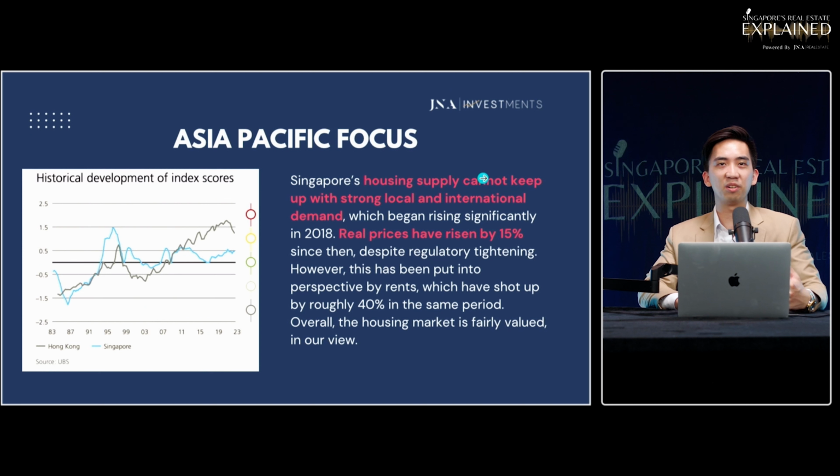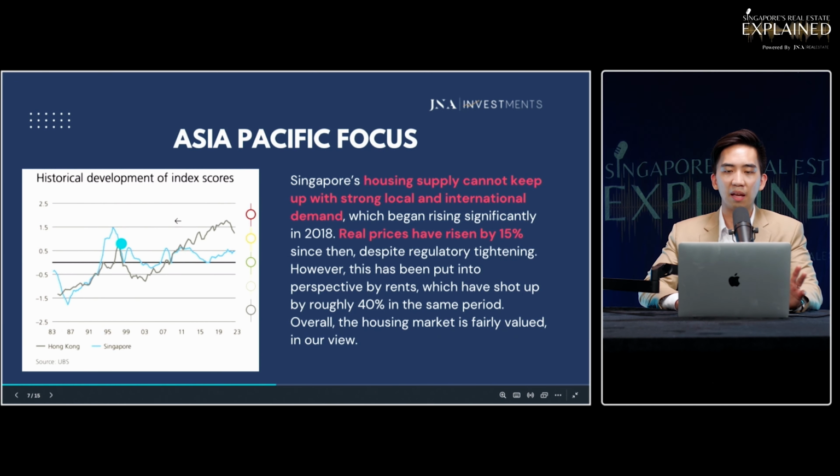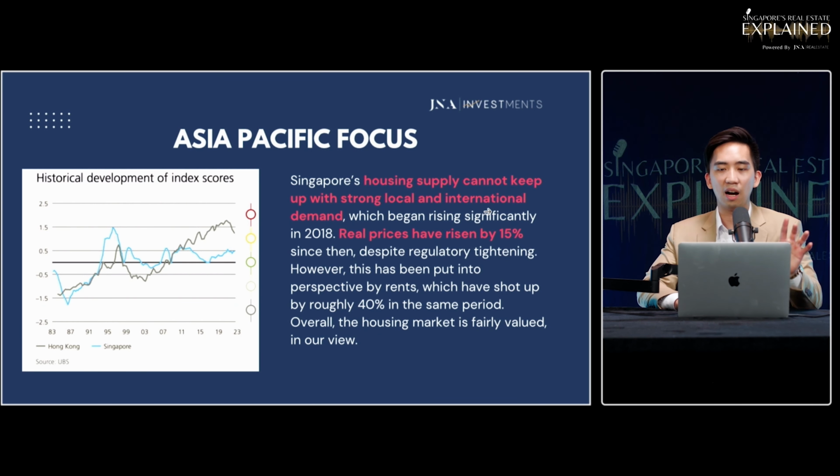Next up, let's take a look at the Asia Pacific economic trends for property bubble. In terms of bubble index, let's look at Hong Kong and Singapore. What we notice that these two countries have in common is that their housing supply cannot keep up with the strong local and international demand. Real estate prices have risen by 15% since then, despite tightening in regulation. Rent has in fact increased by 40%, and this helped to counter the higher interest rate environment that has risen over the past few years.